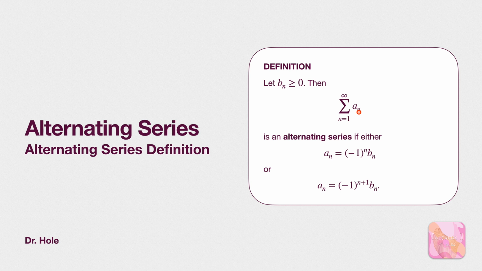And if you have a series such that a_n is (-1)^n times b_n, where the b_n's are non-negative, or a_n is (-1)^(n+1) times b_n, then that series is an alternating series. Okay, so this is a definition of what it means to be an alternating series.